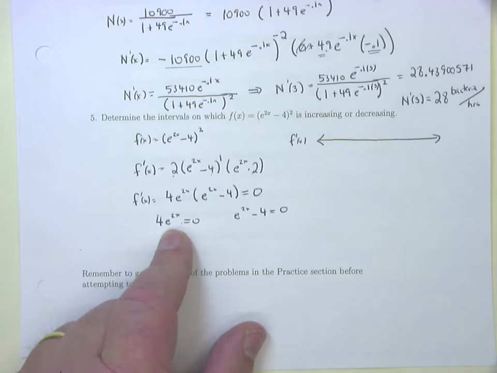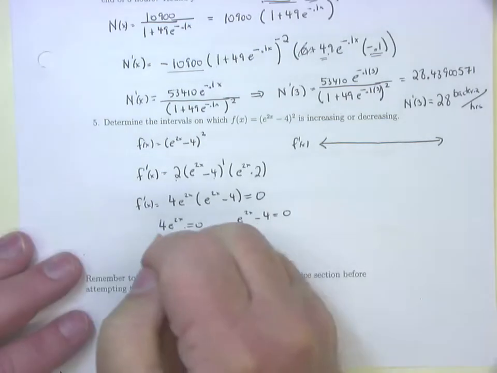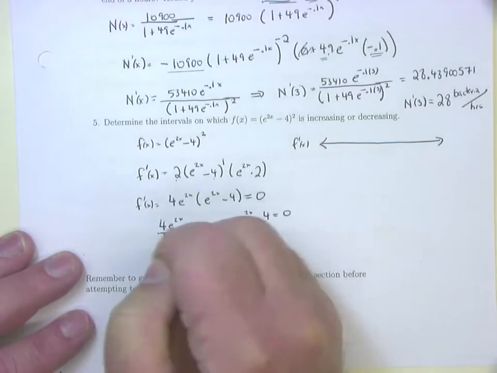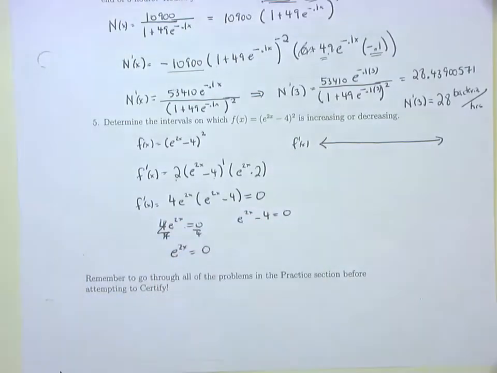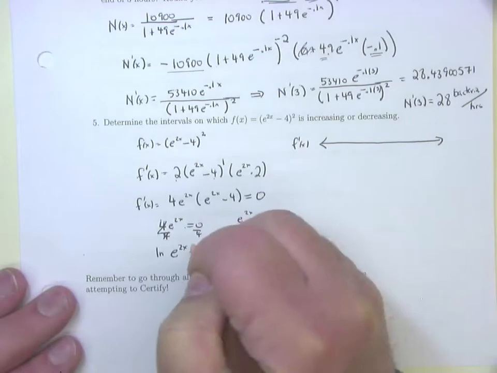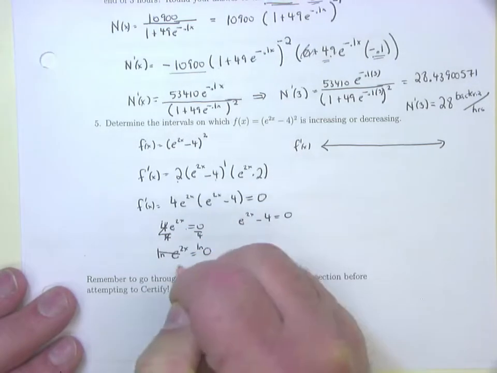So what's your first move? Get rid of the 4. Divide both sides. Does that make sense? So the first thing you're going to do is divide by 4, to get the e by himself. And 0 divided by 4 is 0. Now, what kills off e's? What's the inverse of e? The natural log, but you've got to get the e by himself first. So now take the natural log of both sides. And what is the natural log of 0?